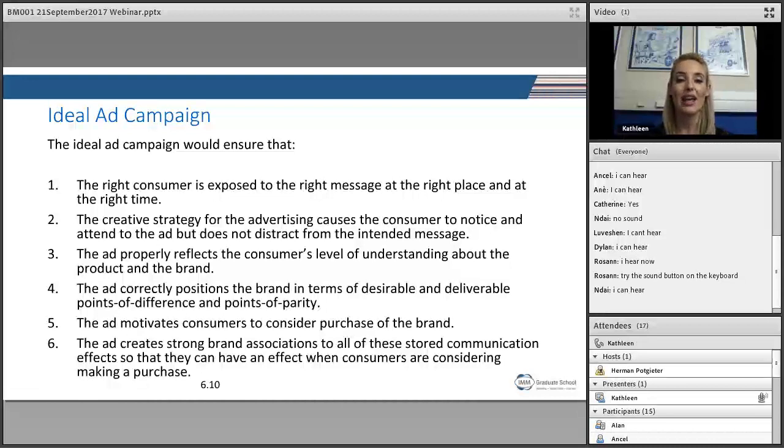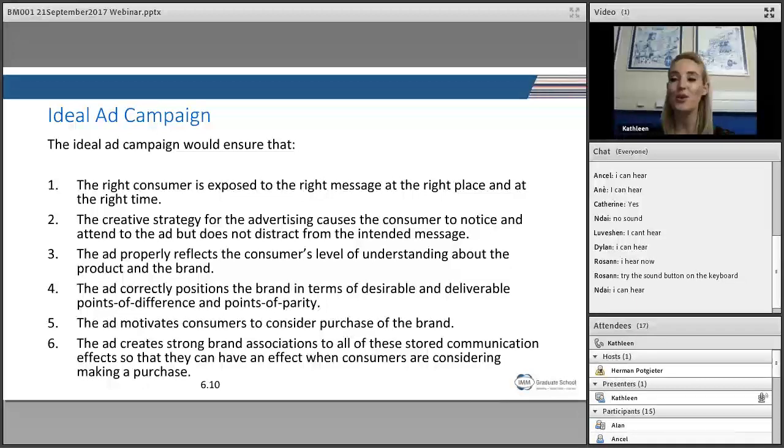Then point 5, the ad should always motivate the customer to purchase the brand, or say for example we're a non-profit organization, we would then want the ad to encourage them to support us. And lastly, the ad should create strong brand associations to all of these stored communication effects so that they can have an effect on the consumers when they consider making a purchase.